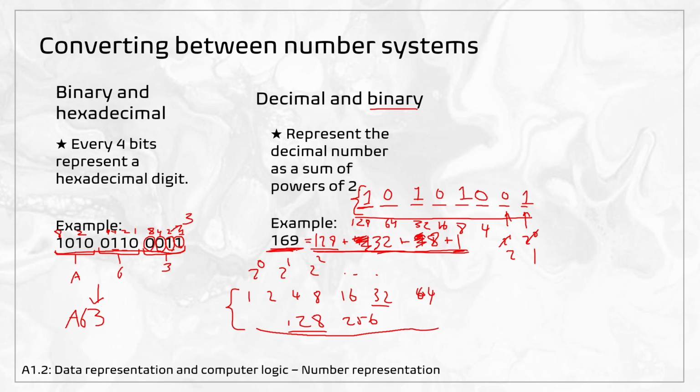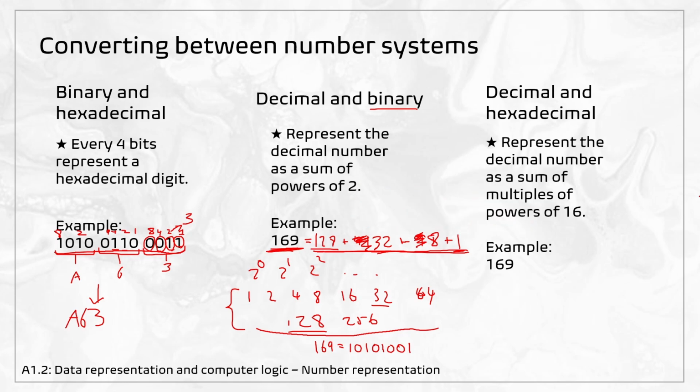And this goes the opposite way as well. If we wanted to convert this to decimal, we find out which decimal number each binary digit represents. So this represents 128, this represents 32, this represents 8, this represents 1, and then we add them together to get back to the decimal number 169. So the final answer, 169, is equal to 10101001.